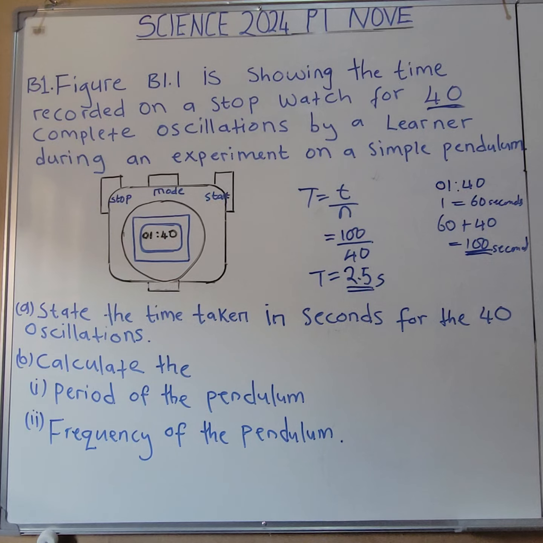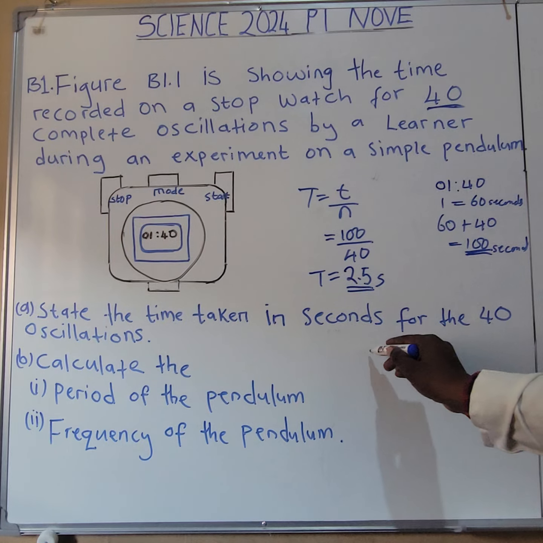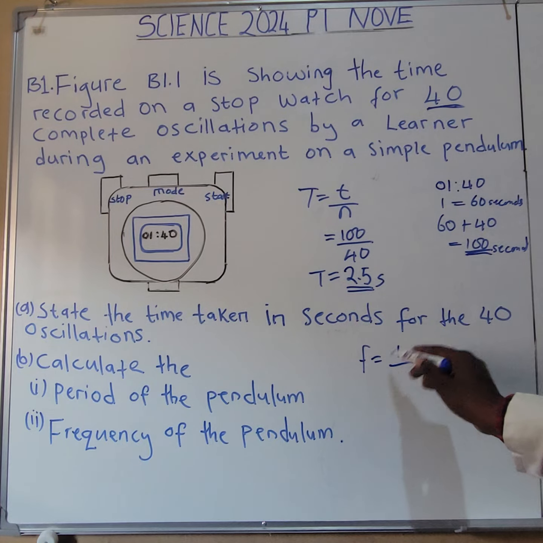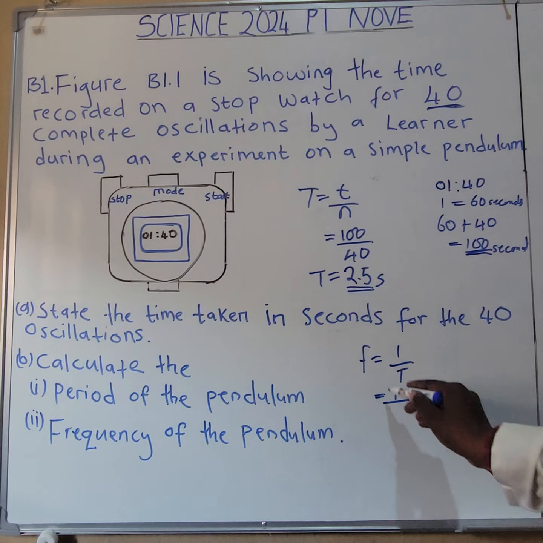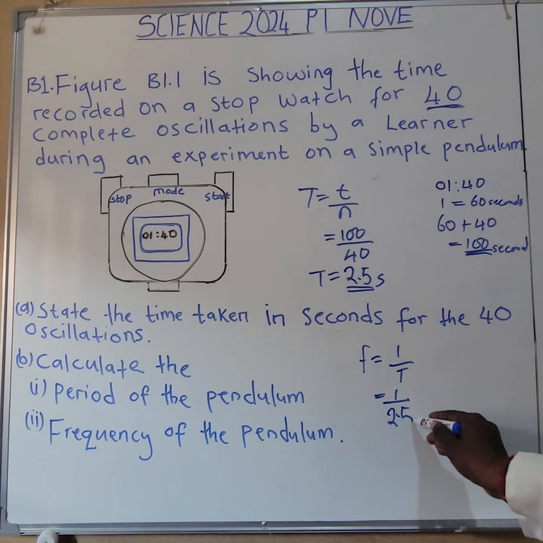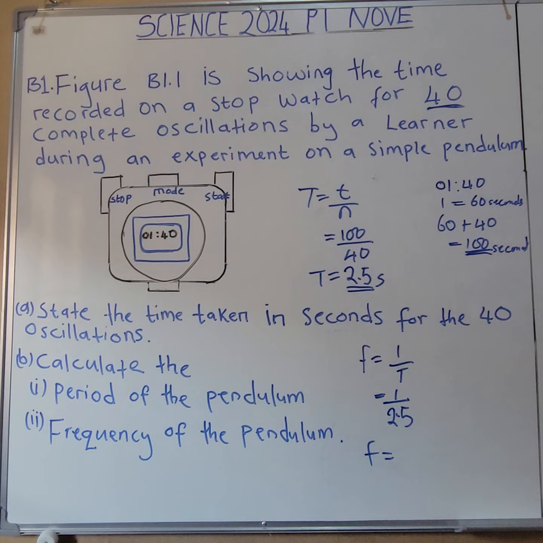We move on. Calculate the frequency of the pendulum. Frequency is equal to 1 divided by the period, which we already have here: 2.5. So what is our frequency? When you divide 1 by 2.5, you get 0.4 hertz. The SI unit for frequency is hertz. If you just write 0.4, that answer is not the frequency.